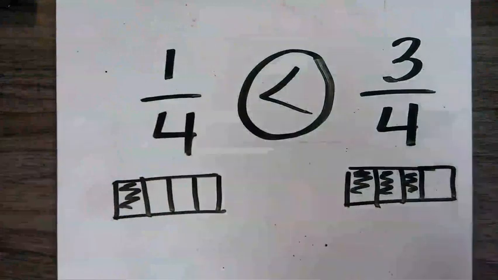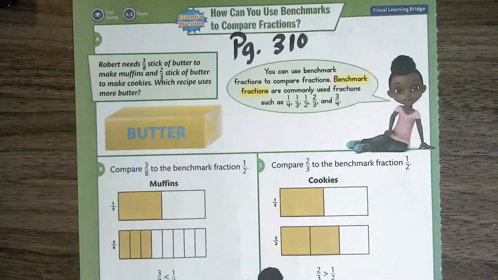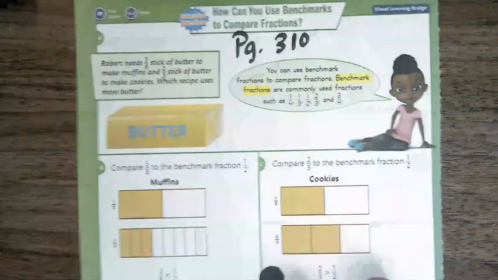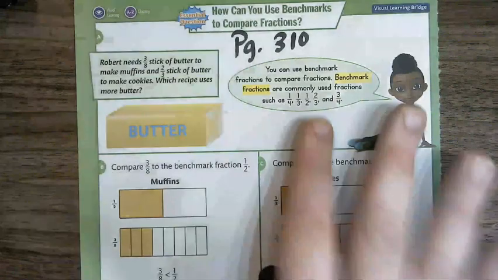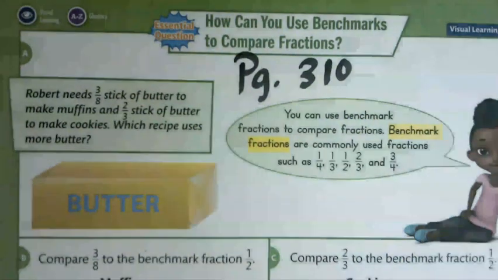But let's go ahead and take a look on page 310. What does this look like in our book? All right, so here we are on page 310, and we're going to read up here at the top. So let me zoom in a little bit for us. All right, perfect. It says Robert needs 3/8 stick of butter to make muffins and 2/3 stick of butter to make cookies. Which recipe uses more butter? All right, so that's what we're asking here.